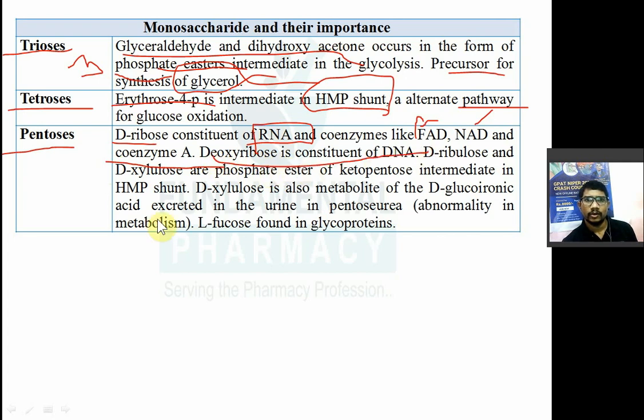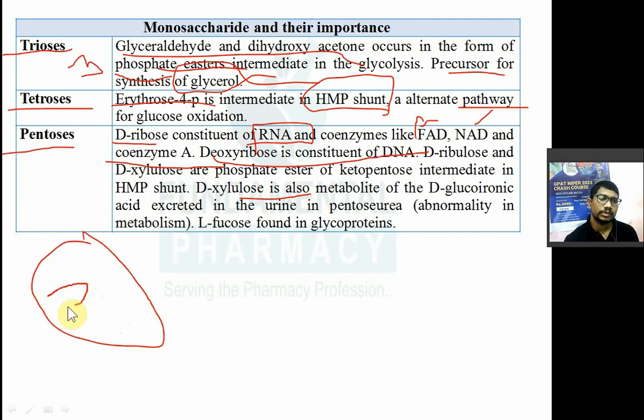Then D-ribulose sugar is there, and D-xylose sugar is there. They are phosphate esters of ketopentoses, intermediates in the HMP shunt. Most of the sugars in nature are D sugars. In the human body, whatever sugars are there, they are D sugars, dextrorotatory. In plants, L sugars occur. Remember.